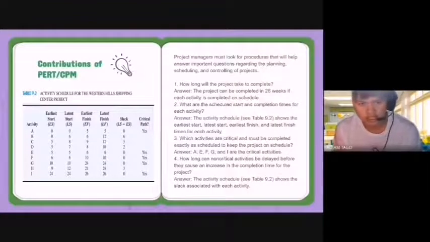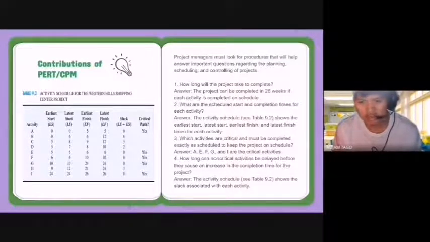Contributions of PERT and CPM. Every project manager must look for procedures that will help them answer important questions regarding the planning, scheduling, and controlling of the project. So it means that managers are in control and they must have a procedure in creating the project. The 4 questions that were mentioned earlier have now been answered. The first one is, how long will the project take to complete? The answer is that the project can be completed in 26 weeks if all of the activities are completed on schedule.